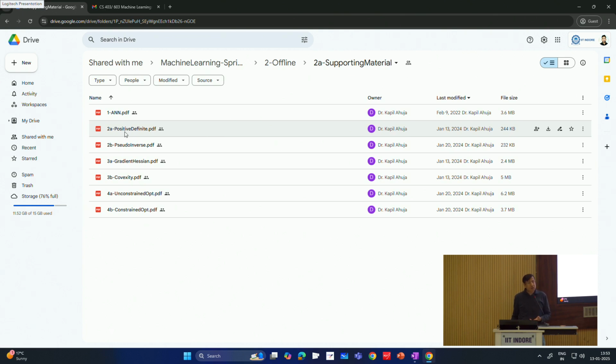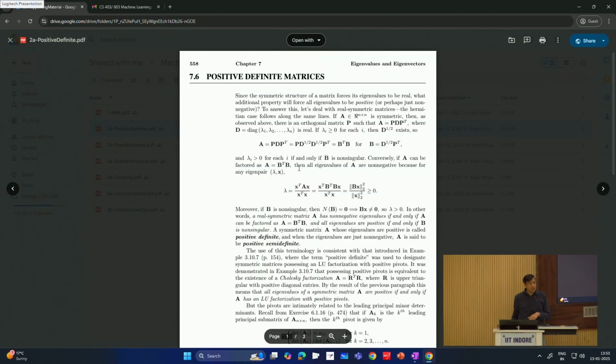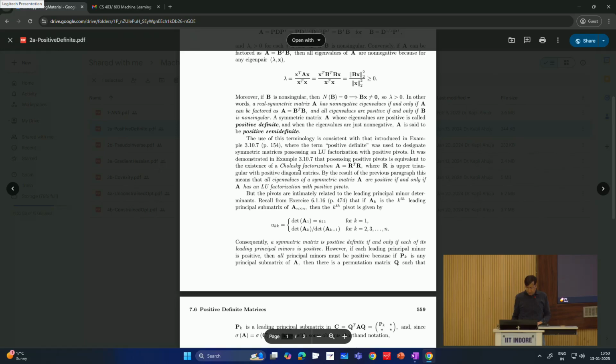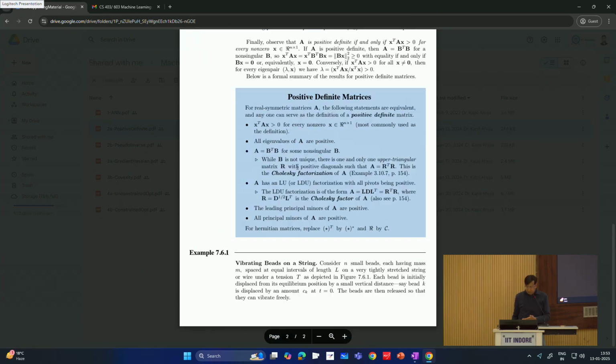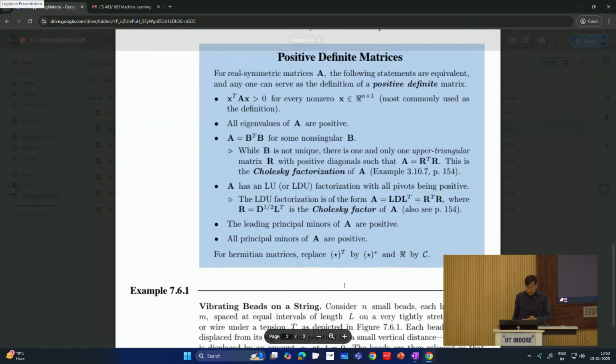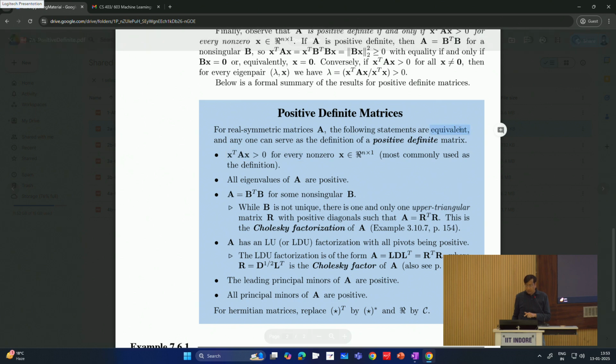What is not taught in undergraduate linear algebra is what a positive definite matrix is. I mentioned this last time, but I'm going to go over it in more detail. There's a motivation for giving a definition of a positive definite matrix. The definition says, for a real symmetric matrix, the following statements are equivalent. When you say equivalent, in mathematics, equivalence means an if and only if condition: A implies B and B implies A.